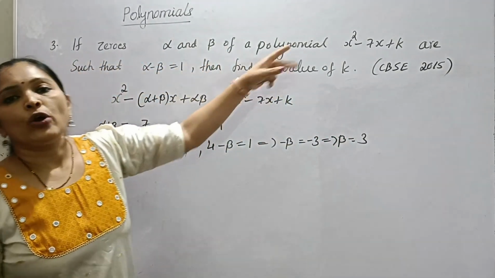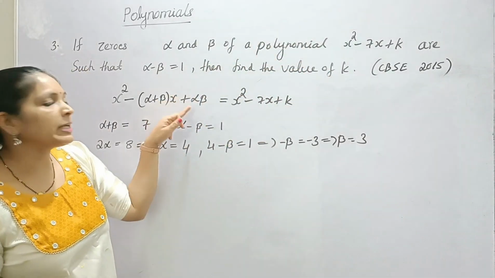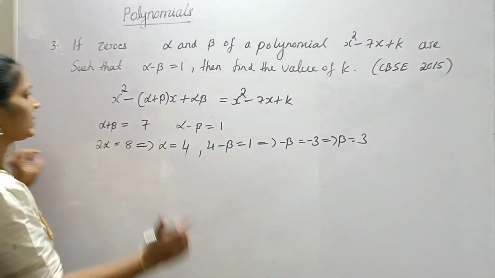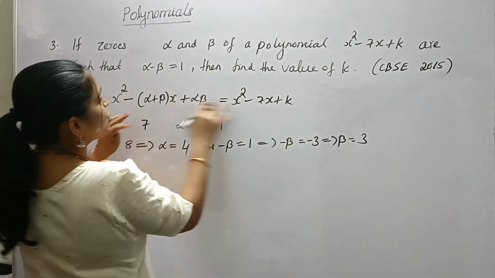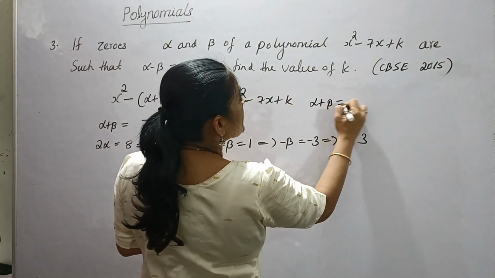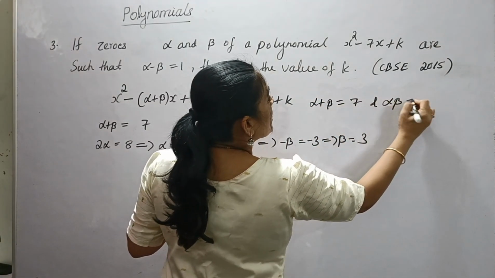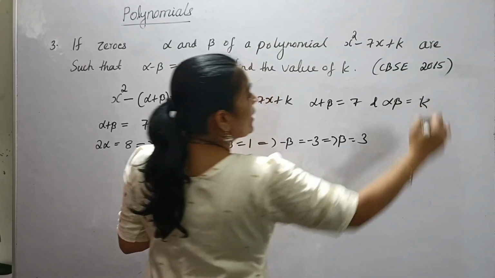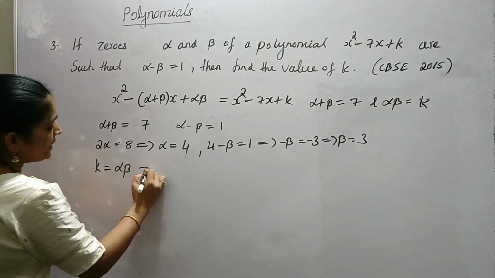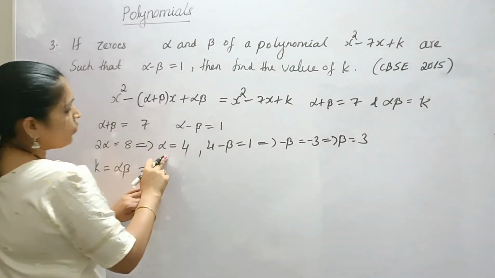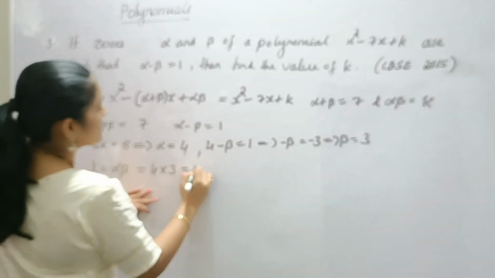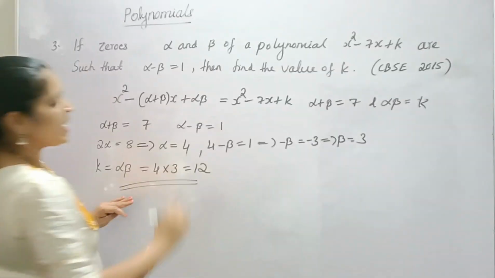We need to find the value of k. What is k? k is nothing but alpha into beta. So on comparing these two equations, we get alpha plus beta is equal to 7 and alpha into beta is equal to k. So k is equal to alpha into beta, that is the value of alpha, 4, into beta, 3, that is 12. So the value of k is 12.